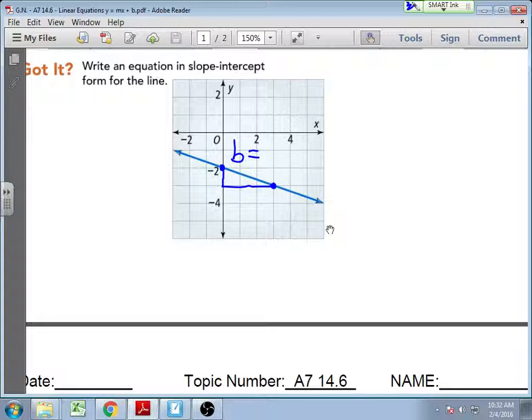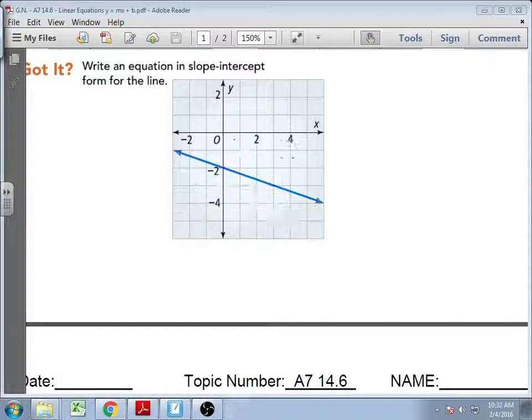Peyton, what's my y-intercept there? -2. What is my rise? -1 because I'm going down. What's my run? 3 because we're going right. So that makes my slope, my rise over my run, which makes my equation -1/3 x minus 2. Any questions, comments, or concerns about writing in slope-intercept form?